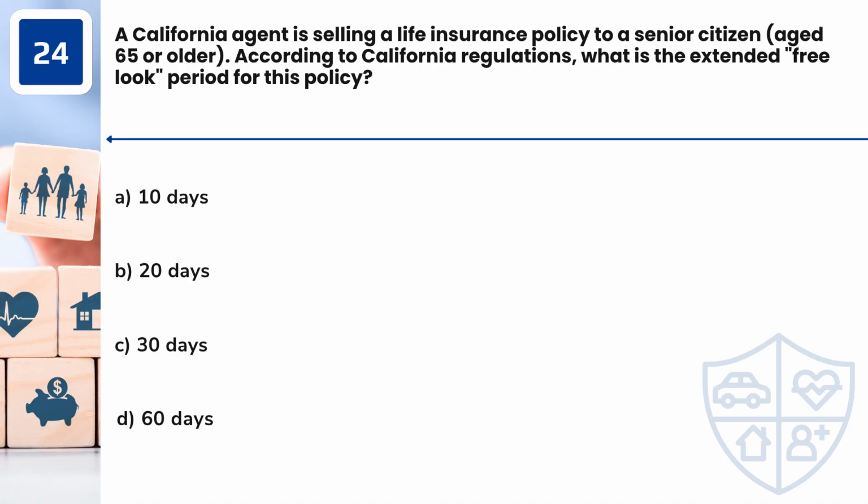Question 24. A California agent is selling a life insurance policy to a senior citizen, aged 65 or older. According to California regulations, what is the extended free look period for this policy? A. 10 days. B. 20 days. C. 30 days. D. 60 days.